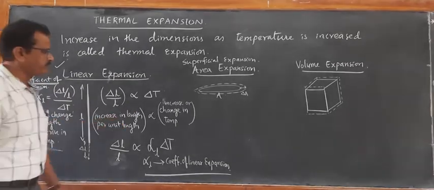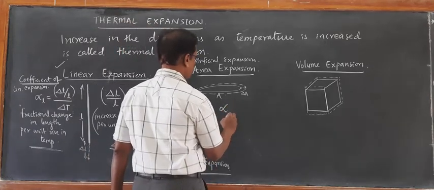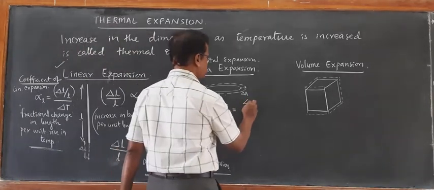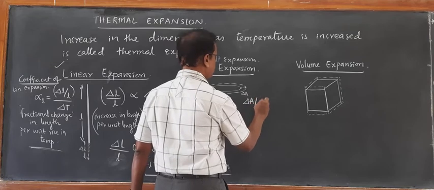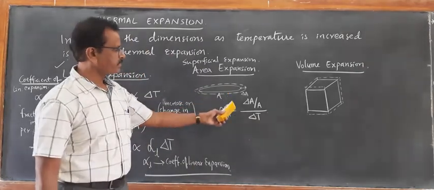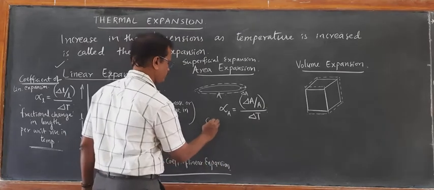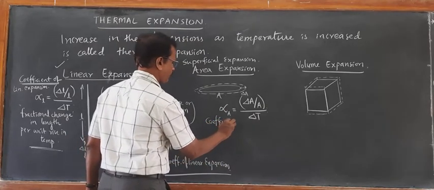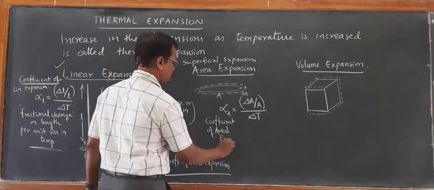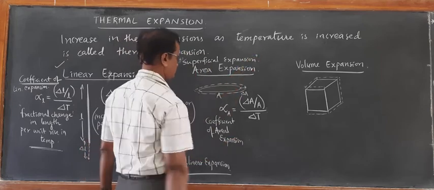In the same way, we can define coefficient of superficial expansion. It is denoted by alpha A. Coefficient of superficial expansion can be written as change in area per unit rising temperature. It is called coefficient of area expansion or superficial expansion.